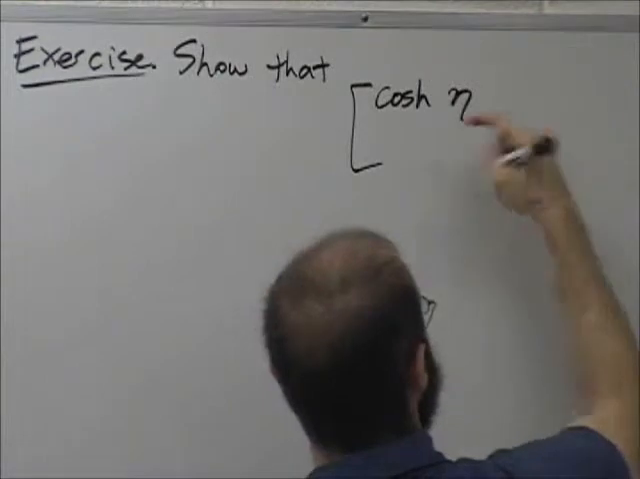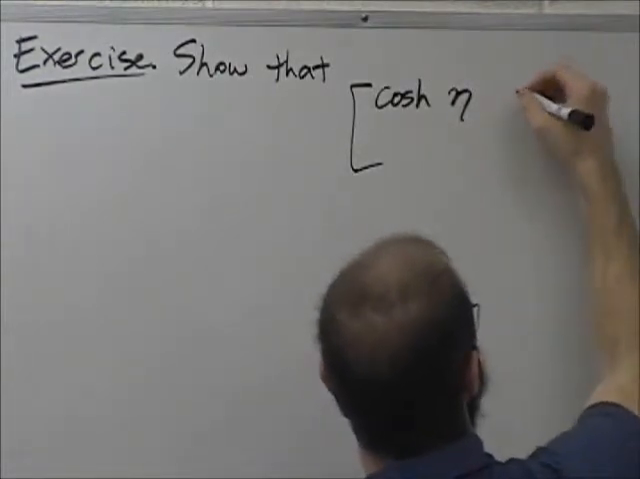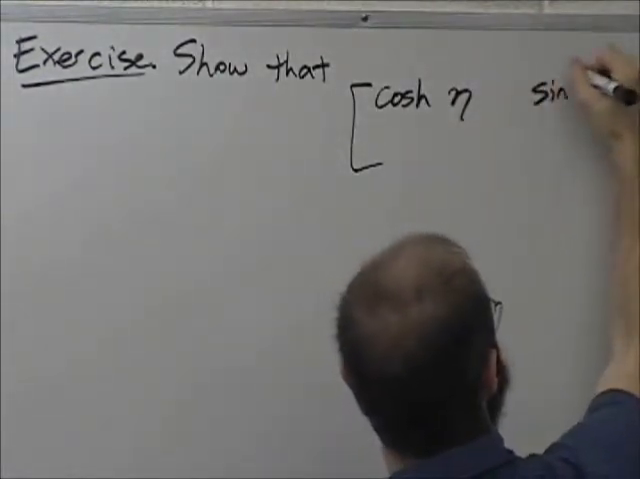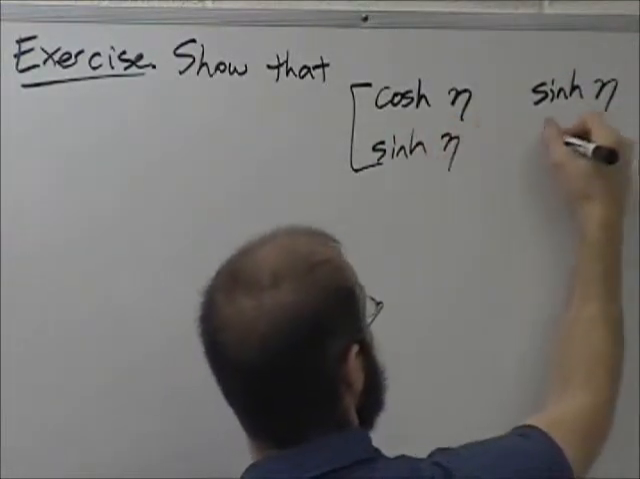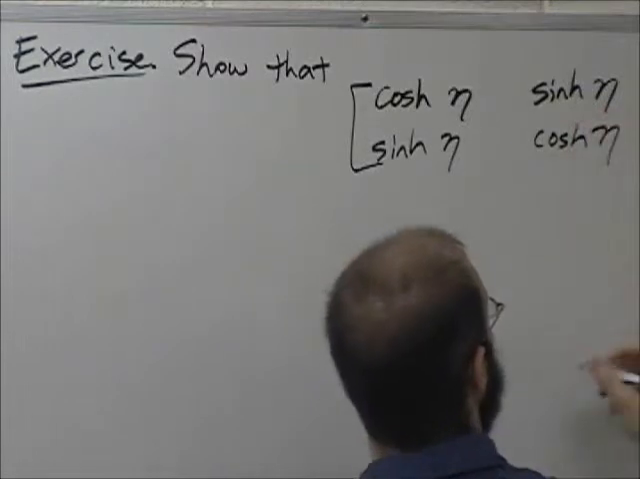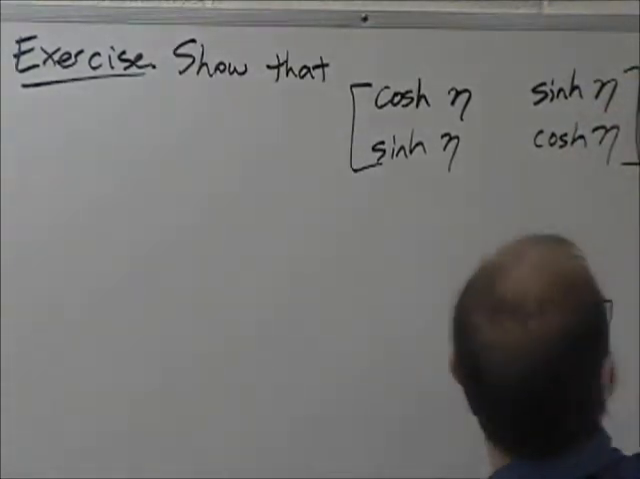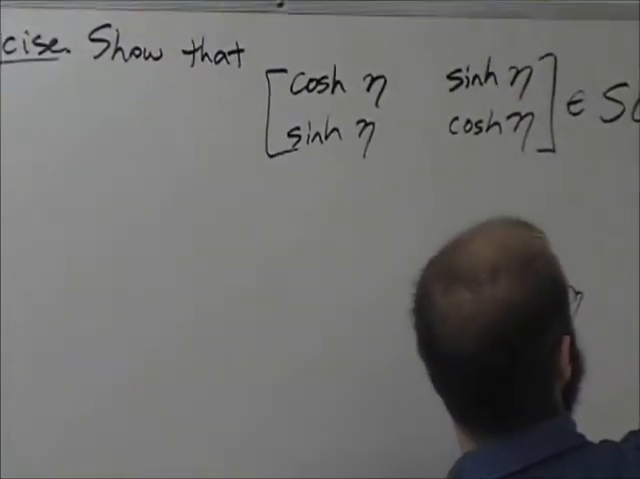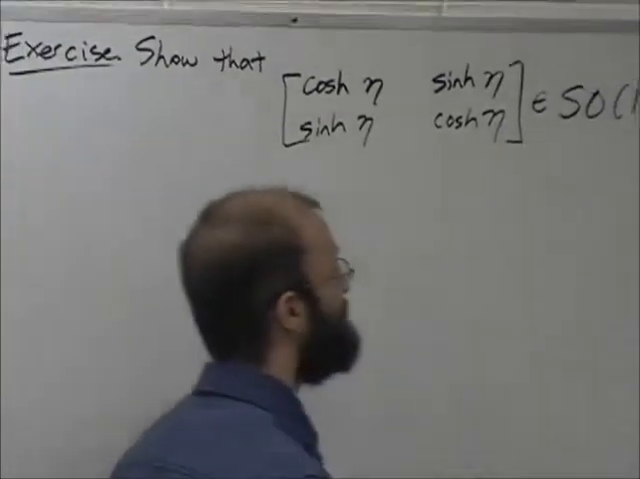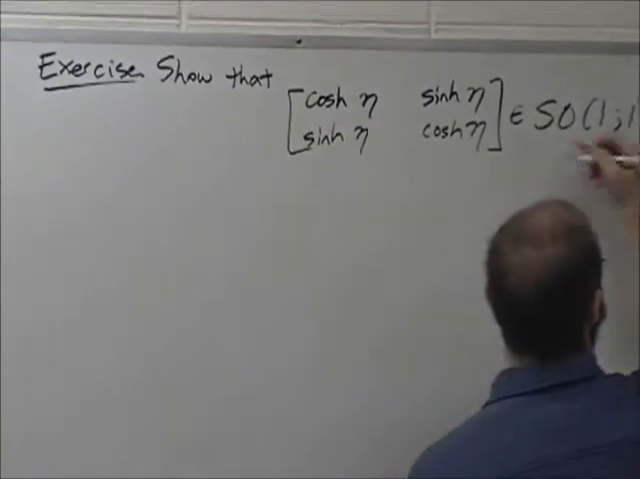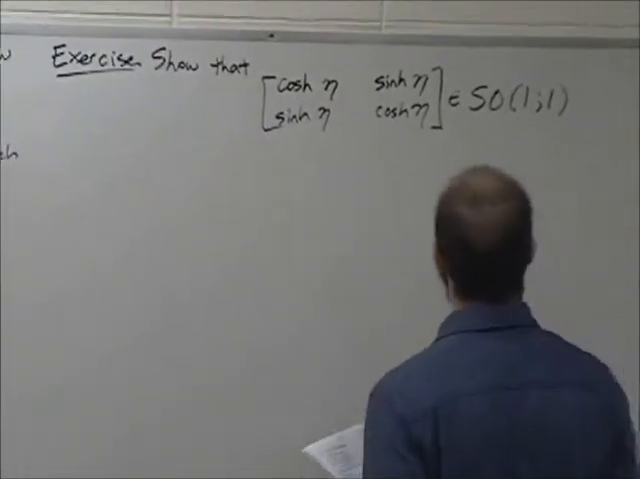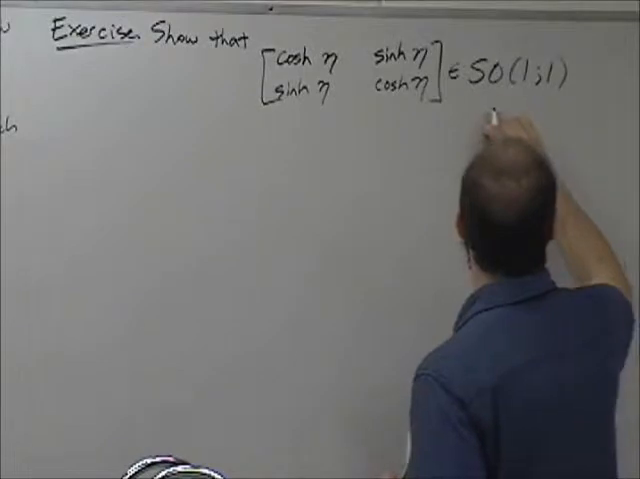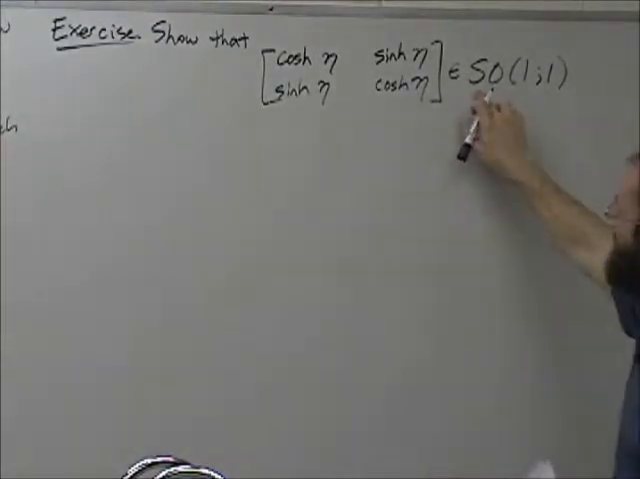This is the matrix with hyperbolic cosine of eta, cosh eta, sinh eta, sinh theta, cosh theta, and it is in SO(1,1). This is the generalized orthogonal group we've been talking about. It preserves that generalized metric. And the S means it has determinant 1.